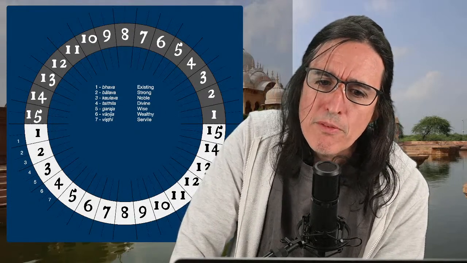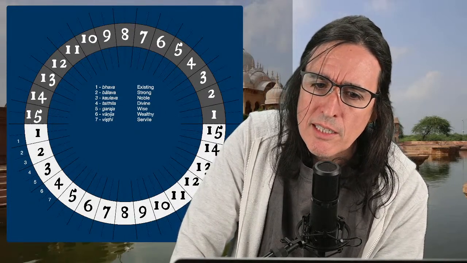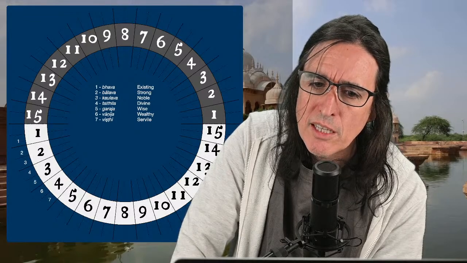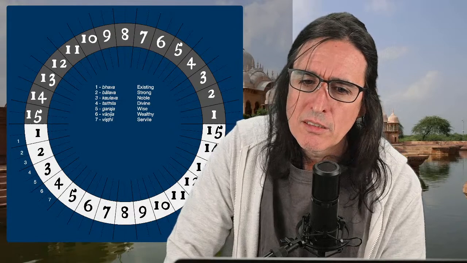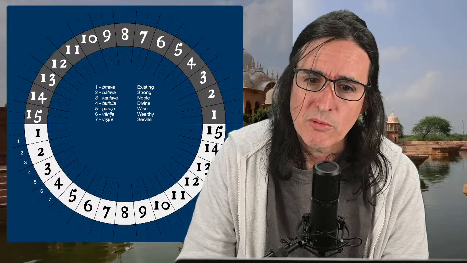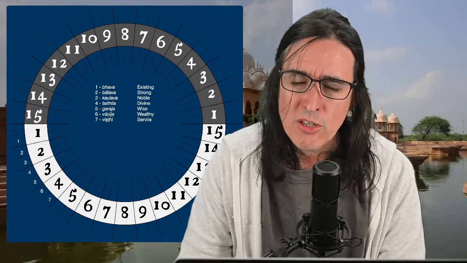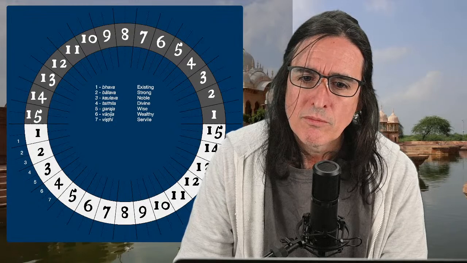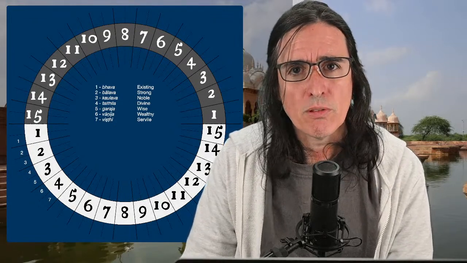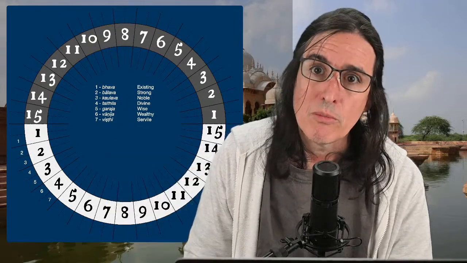So you got Bhava, Balava, Kolava, Taitila, Garaja, Vanija, and Vishti. Bhava means it's coming into existence. That's why it's the first one. Balava means it's strong, it's youthful, it's energetic. Kolava means it's kind of matured, it's become noble. It's become full grown and reliable.